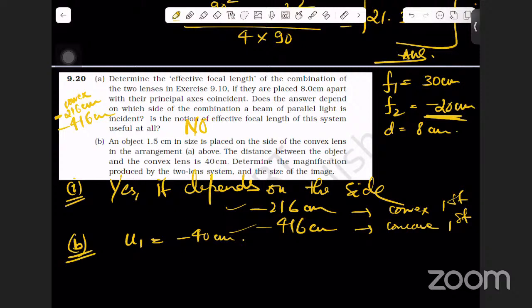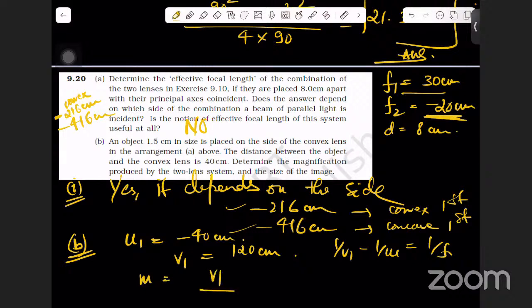centimeters. And you have F1. So from there you can find your V1. V1 is 120 centimeters, from 1 by V1 minus 1 by U1 is 1 by F1. Magnification is V1 by U1. It's a lens, right? V1 by mod U1, which is 120 divided by 40, which is 3. Now, for the convex lens, your magnification is 3.